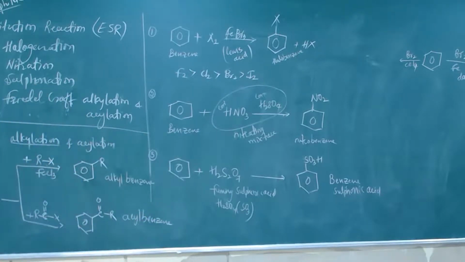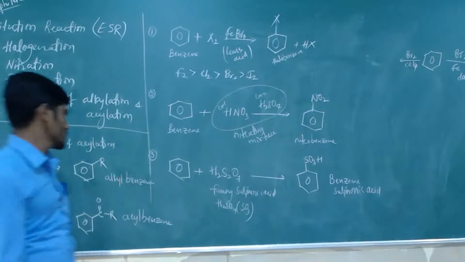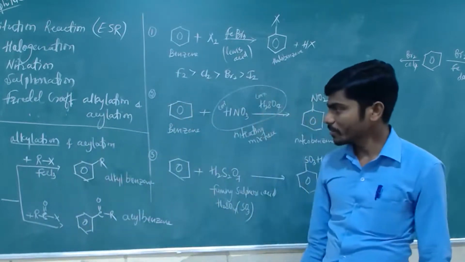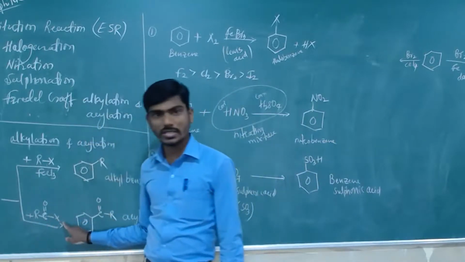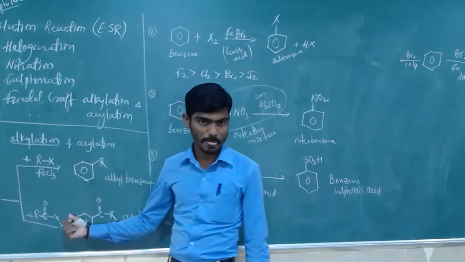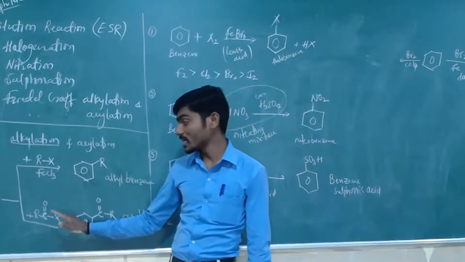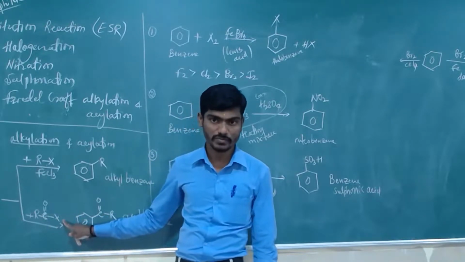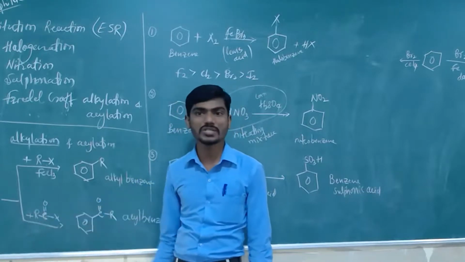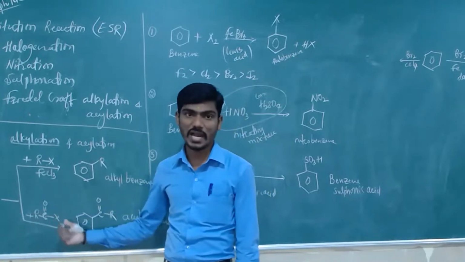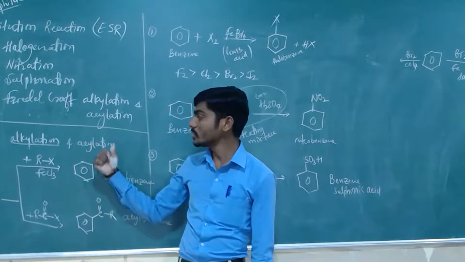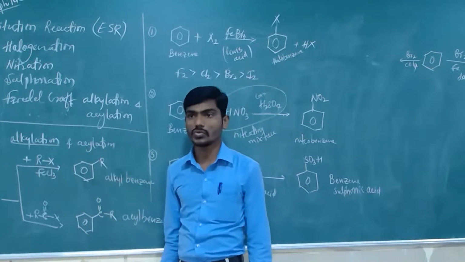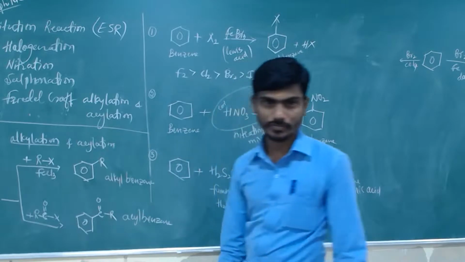So these are the 5 reactions. In these reactions, an electrophile is substituted in the benzene. RCOX is an acyl chloride or acid chloride, an acyl halide, where X is a halogen. The RCO group is the acyl group. Acyl halide, or simply acid halide. So this RCO group is substituted in the benzene.